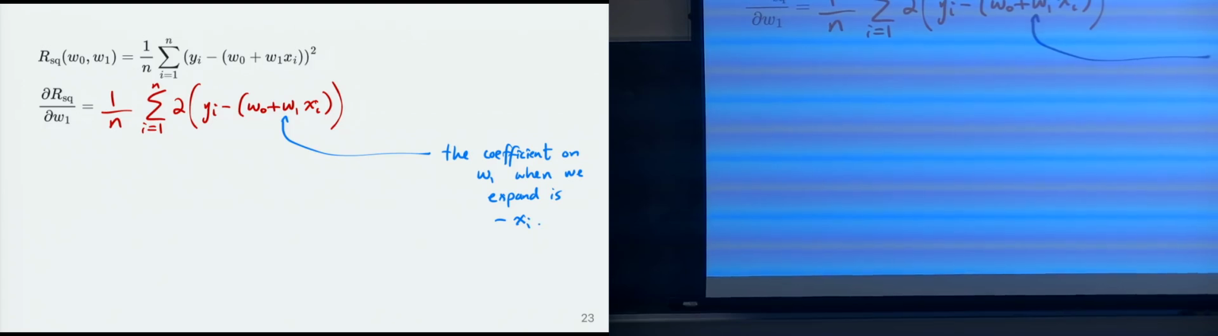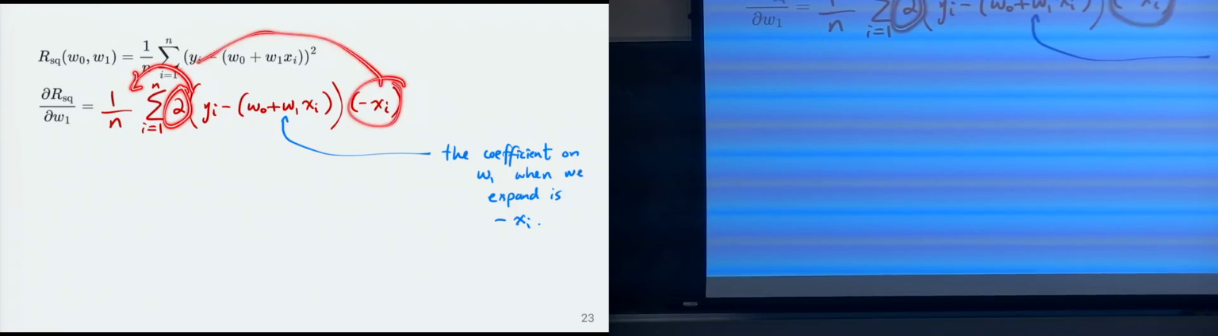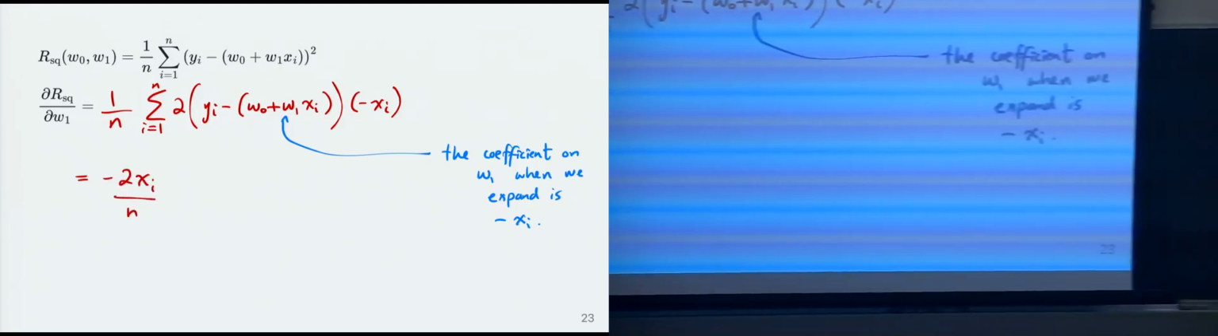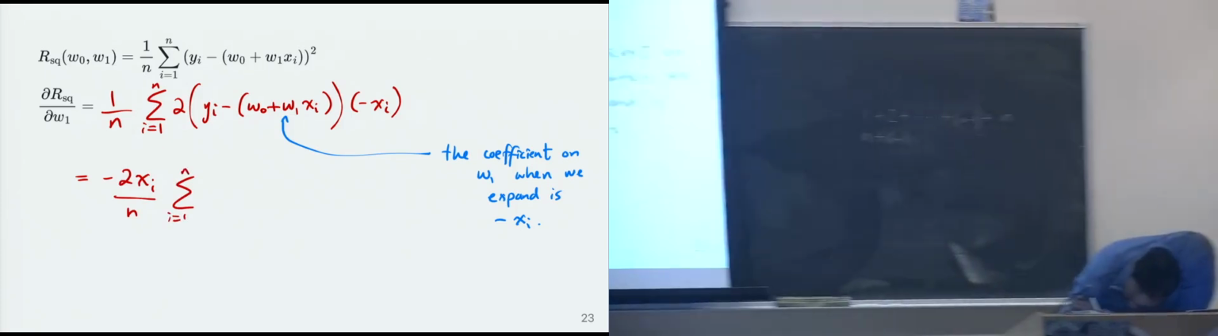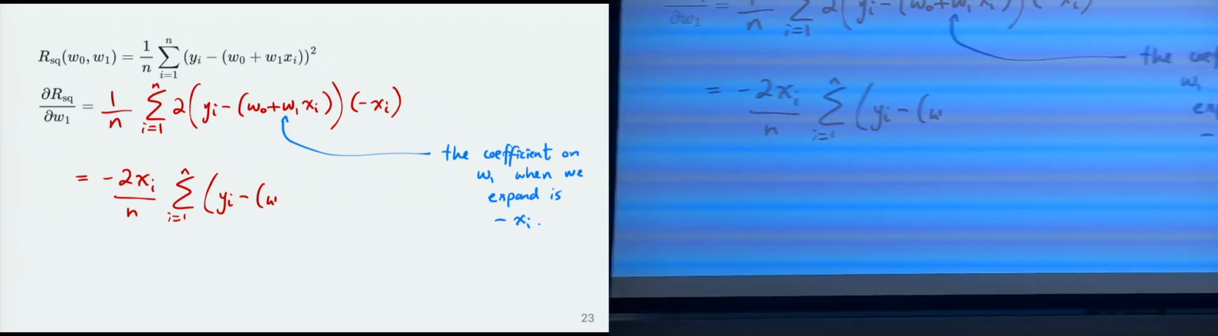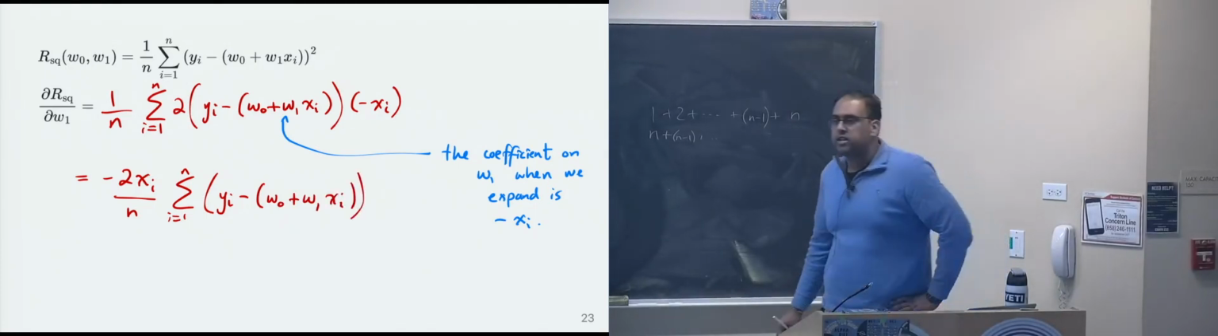So I can put a negative xi here. So now I have several constants that I can pull out. I can pull out this and this. So I can write this as negative 2 xi over n, or can I? What did I do incorrectly?